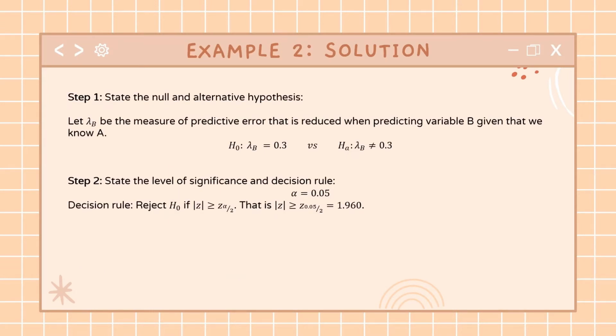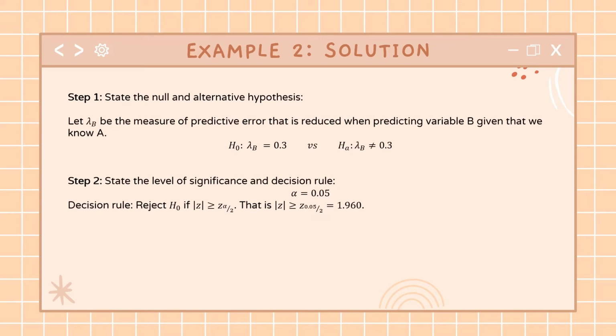Step 1. State the null and alternative hypothesis. Let lambdas of b be the measure of predictive error that is reduced when predicting variable b, given that we know a. So we have h null to be lambdas of b is equals to 0.3 versus the alternative that lambdas of b is not equal to 0.3.